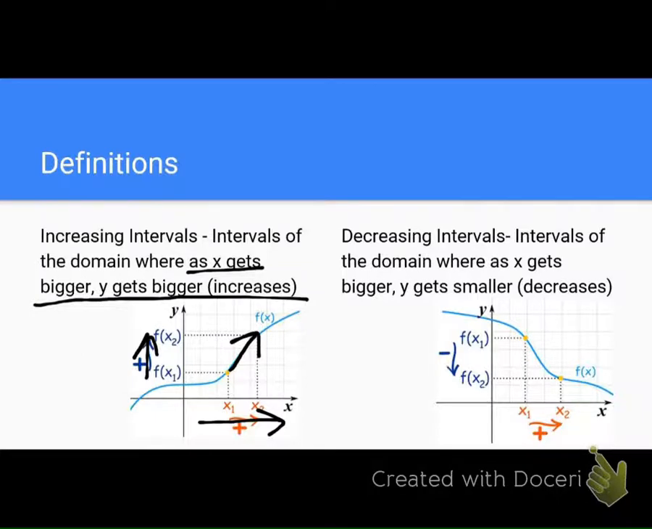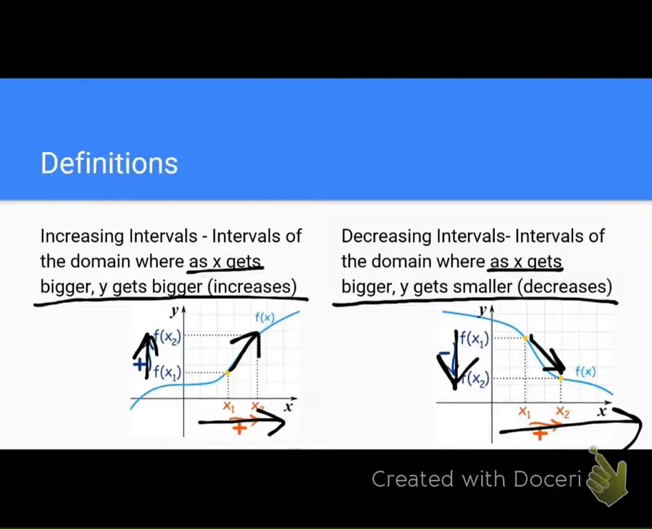And then decreasing is what happens when x is getting bigger but y is getting smaller. So again, I'm still walking from left to right along my x, but if my y values are going down, then I'm kind of going downhill. So we would say the function is decreasing there.